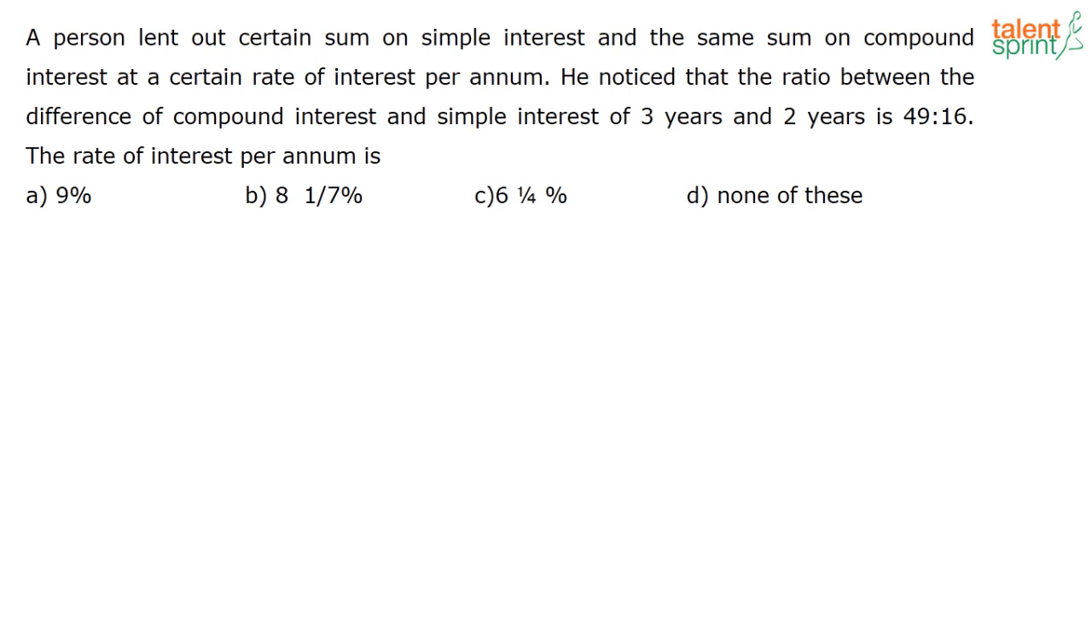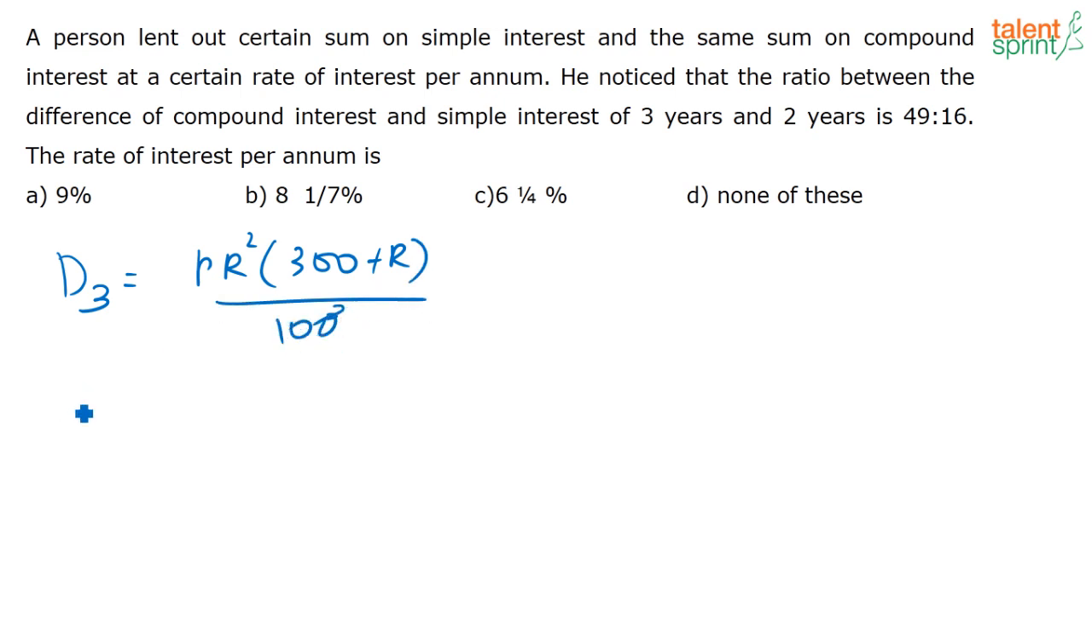There is a formula that we have learned, right? If you have to find out the difference between the simple interest and compound interest for 3 years, the formula that we learned was P into R squared into (300 plus R) divided by 100 cube. Now D2, that is the difference between simple interest and compound interest for 2 years, is given by the formula PR squared by 100 squared. So let's keep these formulas aside.